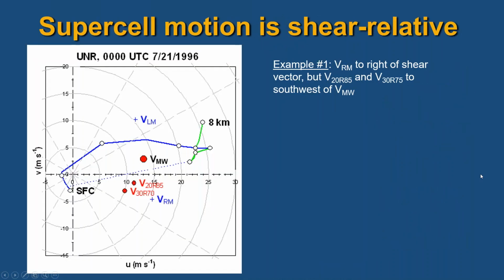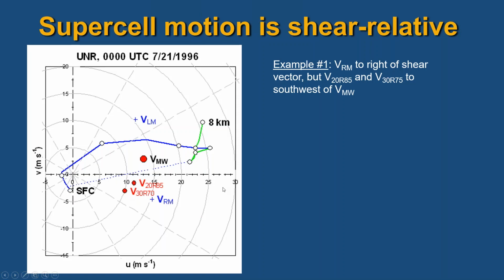All right, so I talked about the importance of supercell motion being shear relative. So I'm going to show you a contrived example here, but then I'll follow up with that. So here's an actual hodograph, and as before with the mean wind, the left and the right movers predicted. Then I also have the older 20R85 and 30R70 techniques. So they show storm motion to the right of the mean wind.